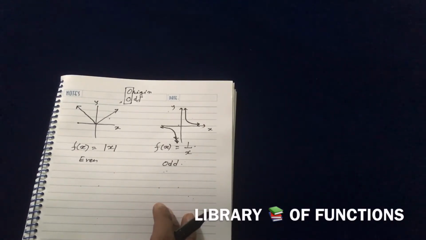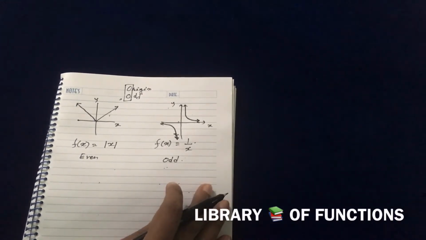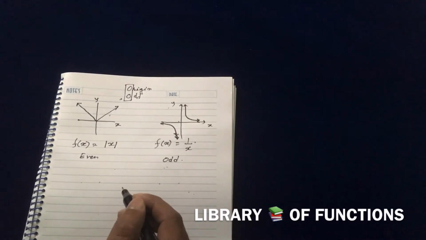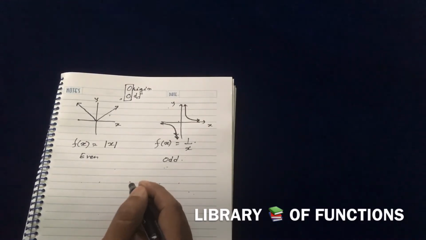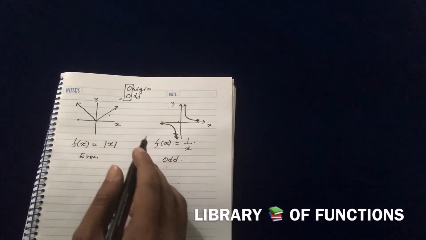Always make some style so that you do not forget. Make some mnemonics in your head. These are called mnemonics, some kind of memory building technique that helps us keep things in our mind. So origin and odd, they are the same.